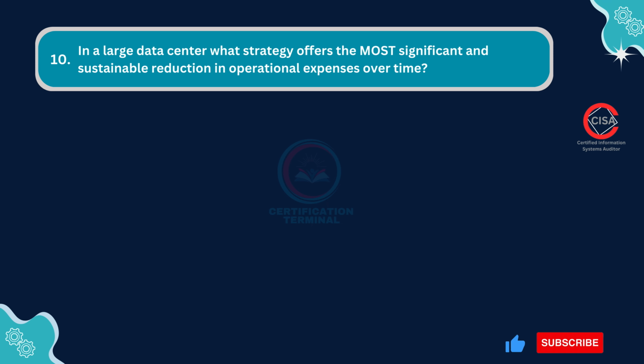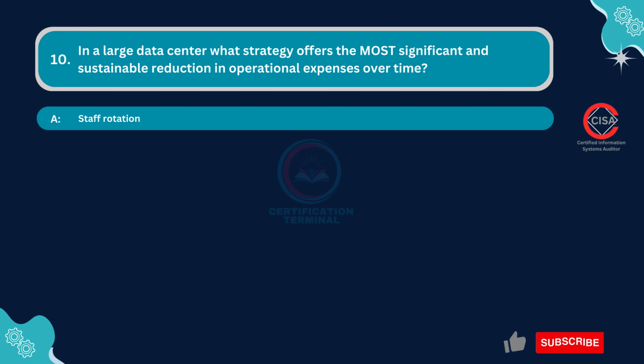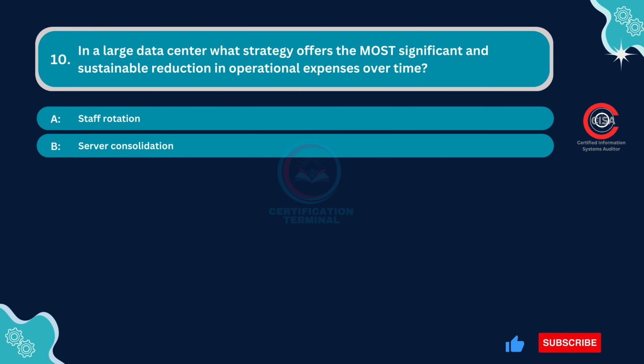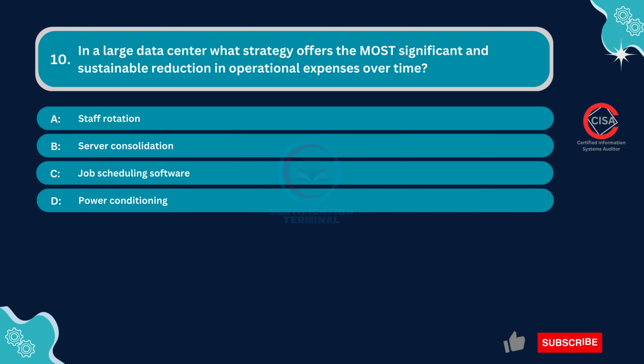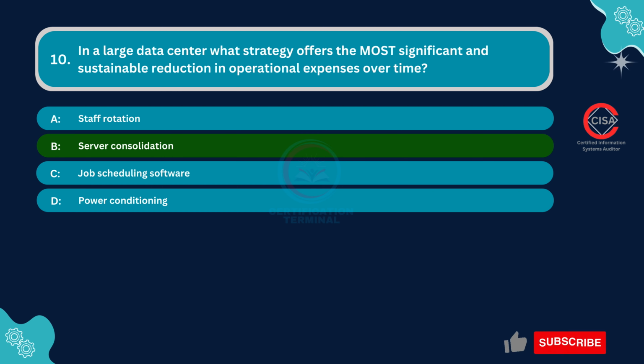Question number 10. In a large data center, what strategy offers the most significant and sustainable reduction in operational expenses over time? Option A, staff rotation. Option B, server consolidation. Option C, job scheduling software. Option D, power conditioning. The correct answer is Option B, server consolidation.